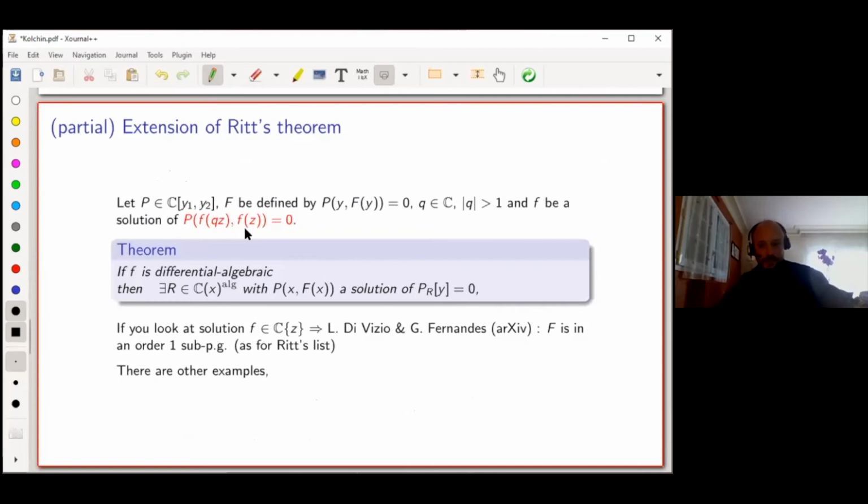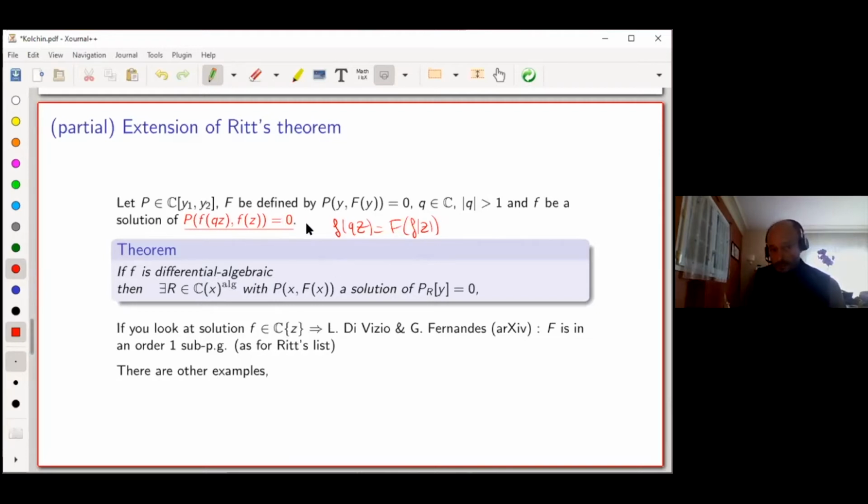Okay, let's go to our result about the extension of Ritt's theorem. So now we are looking at this q-difference equation, which is algebraic, autonomous, order 1, that you can write, if you prefer using an algebraic function, f of qz equal the same as in Ritt's theorem, but now f is algebraic, not rational. q is always a big enough complex number, and f is a solution of this one.